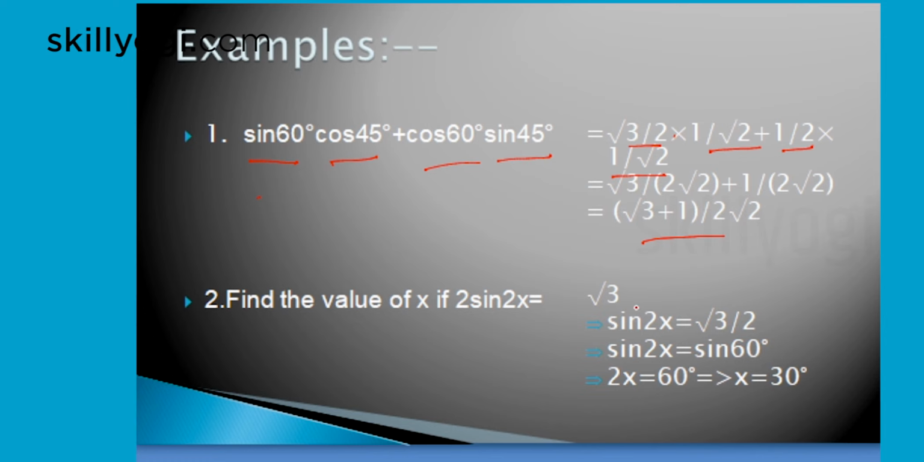Next, 2 sin 2x equals to root 3. Therefore, if we need to solve and calculate the value of x, here 2 into sin 2x is given equal to root 3. What we will do? Sin 2x is equal to root 3 by 2. Now the value of sin 60 degree, check your chart, is root 3 by 2. Therefore, for root 3 by 2, we will write sin 60. Now, 2x equals to 60, therefore, x equals to 30 degree.